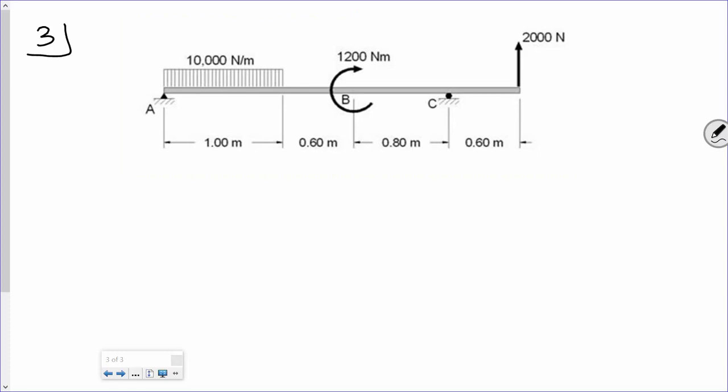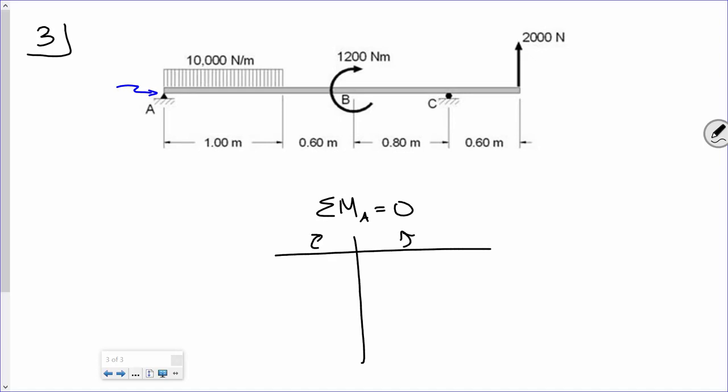Okay. So we've agreed that we're going to sum moments right here. I'm going to do the same thing I did before: sum moments at A equals 0. Draw myself a little table saying everything going this way has to equal everything going this way. Now before I do that though, I want to indicate a couple things.